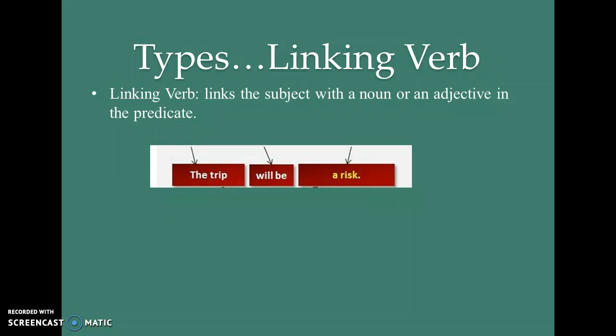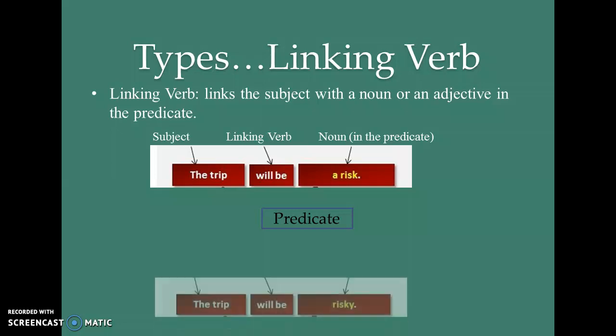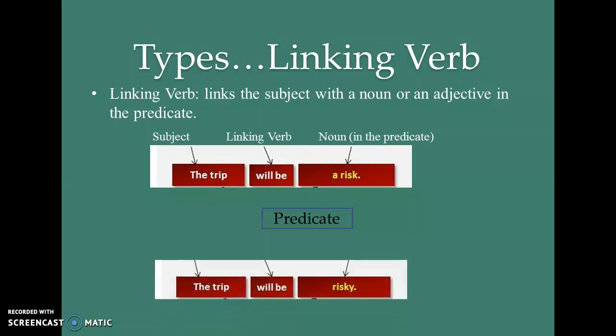The trip will be a risk. Now here the trip is the subject, will be is the linking verb, and this subject is linked to the noun in the predicate by will be. So will be is the linking verb which is connecting the trip, the subject, to the noun in the predicate.